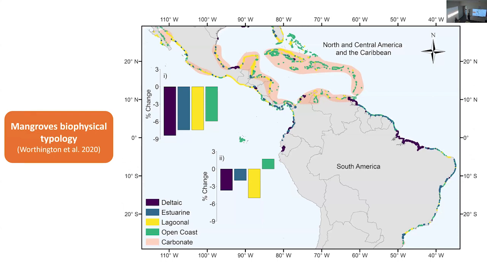And then mangroves by physical typology differentiate between deltaic, estuarine, lagoon, and coast, and we are trying to intersect the species distribution with these data to increase replication and representativity across different habitats.